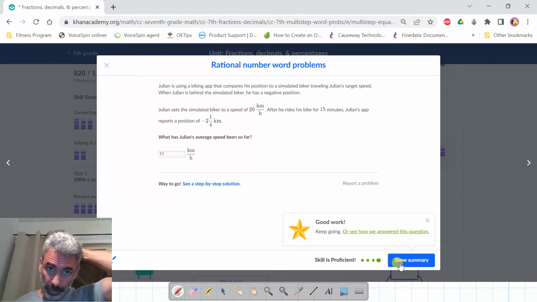Okay, so I finally made this practice successfully. Rational number word problems, that is by far the hardest practice that I've done so far in my journey.